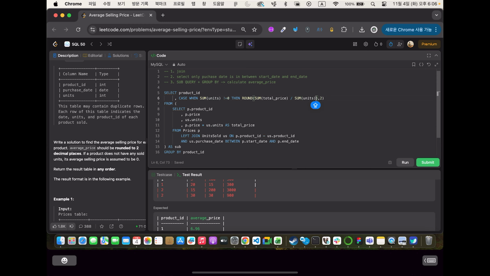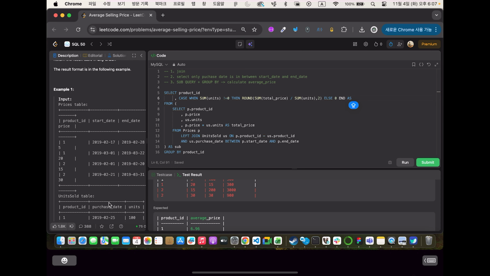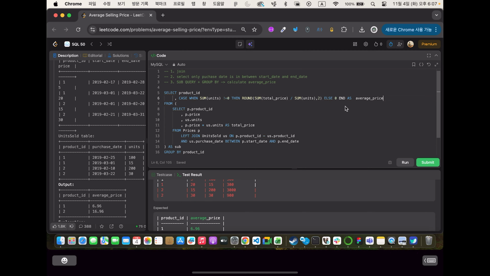Units, I think this one. Yeah, like this. And else, we have to represent it as 0, and we're gonna call it average price. So what I did: if the units are not 0, we're gonna represent it as what we want, average price, else it will be just represented as 0, and I'm gonna call it average price.